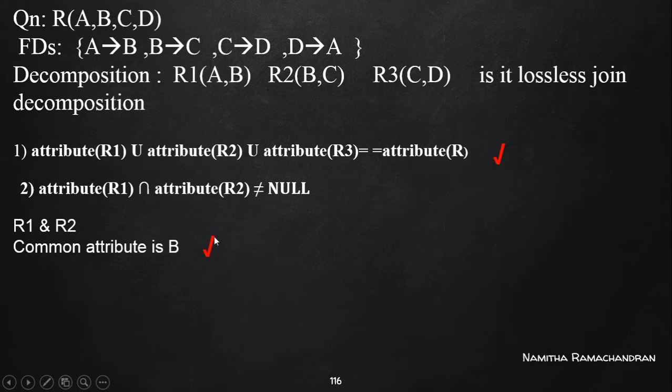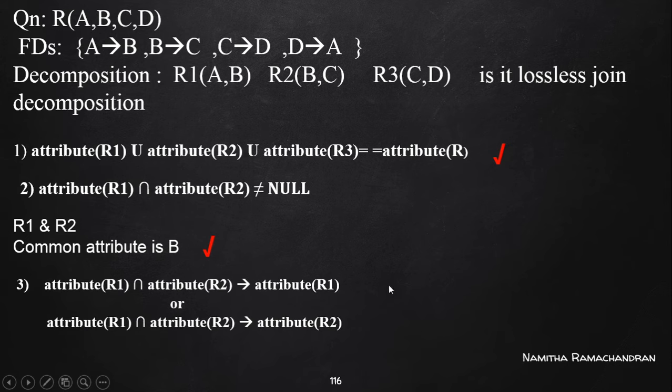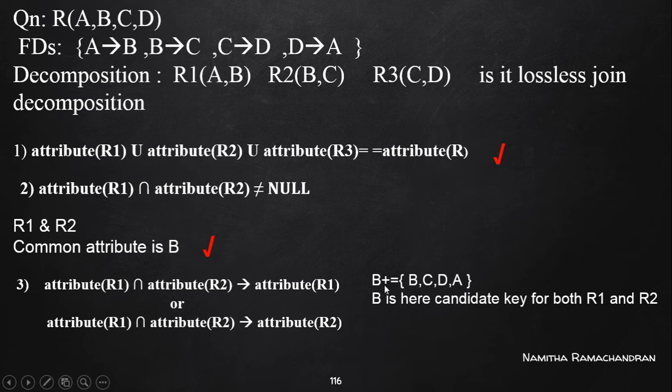R1, R2. For that we want to find the closure of B first using the given set of dependencies. B closure is B. B derives D, so D is added to the closure set; D derives C, C is added; C derives A, A is also added to the closure set. Okay, using this closure set, now consider the first decomposition R1(A, B).